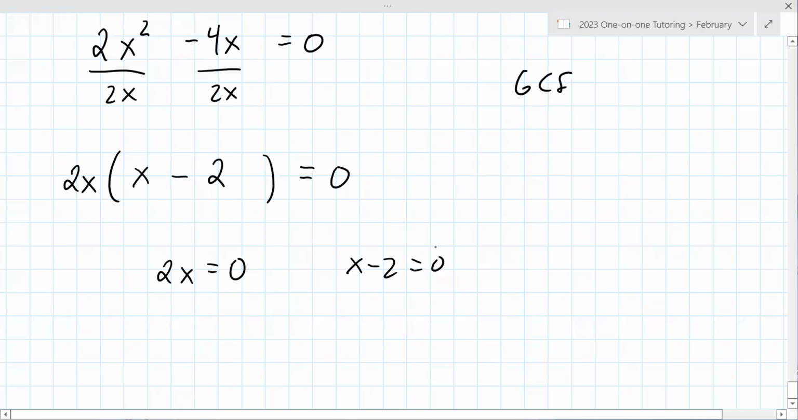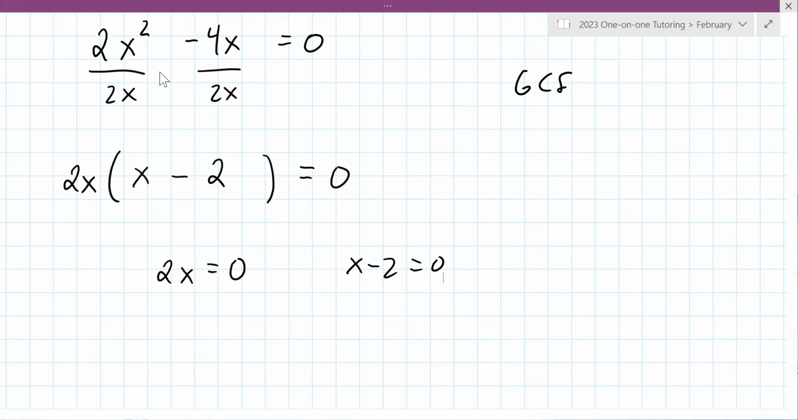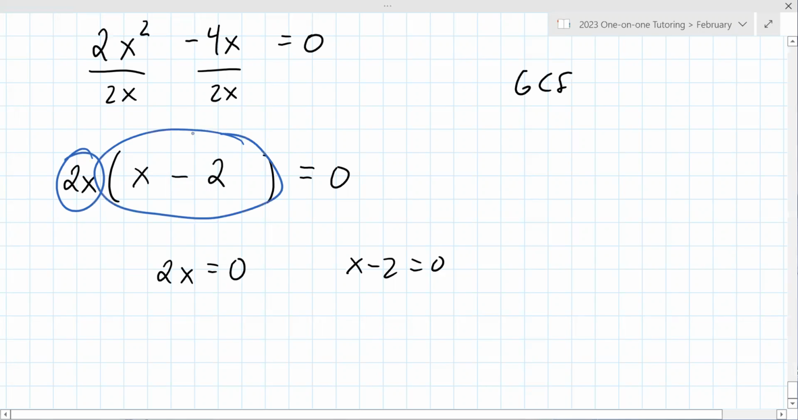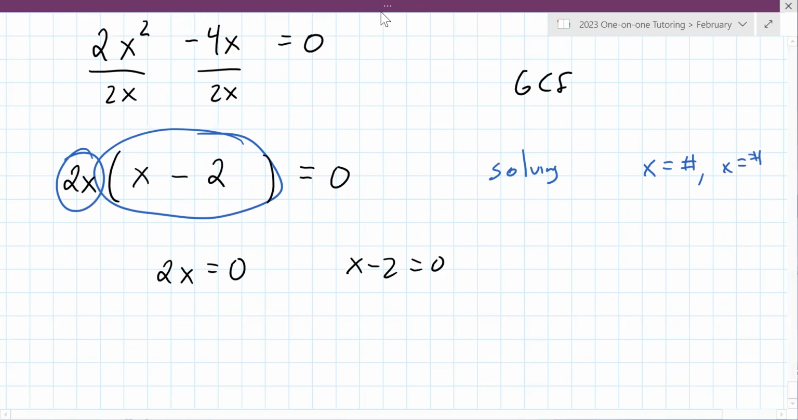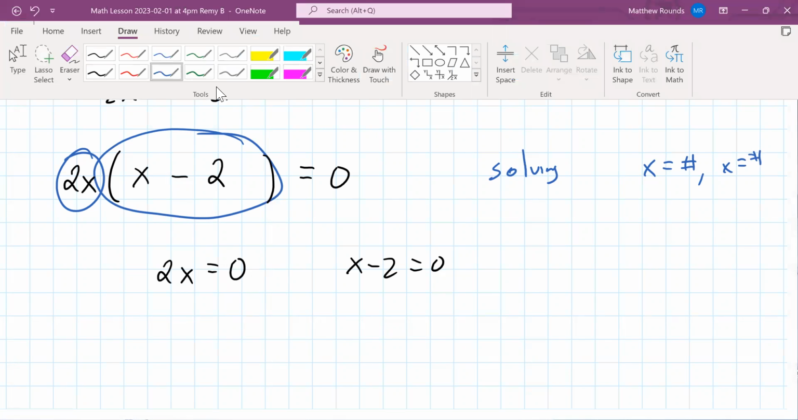What do you mean? See how each term gets set equal to 0? Yeah, the 2x and then the x minus 2. I see that, because you're solving. You're ultimately going to get x equals a number and x equals another number. But you already set them up for me, right? Yes, they're set up here.